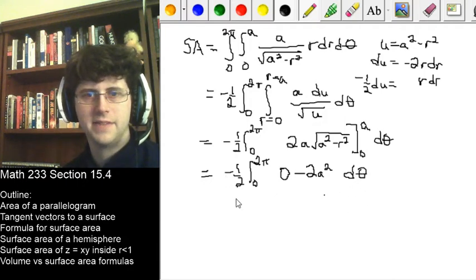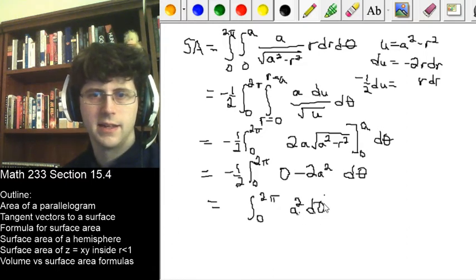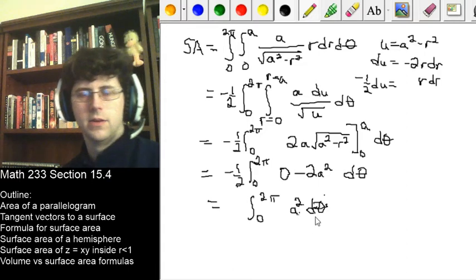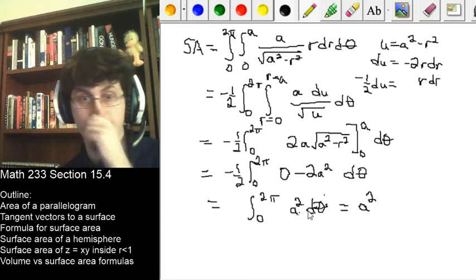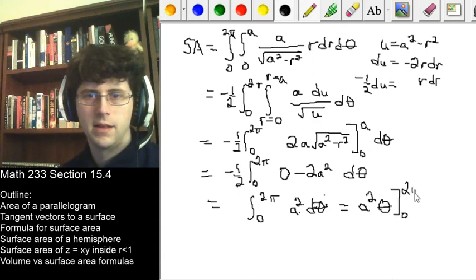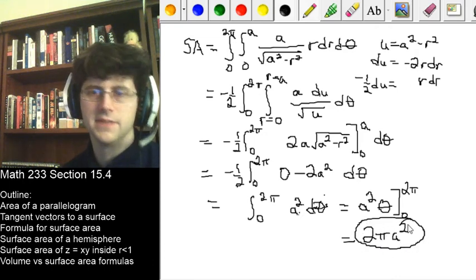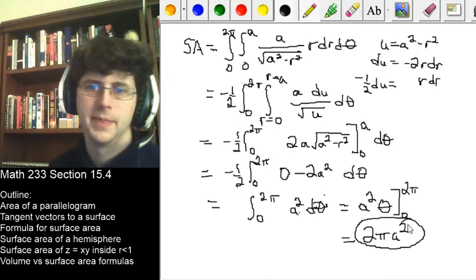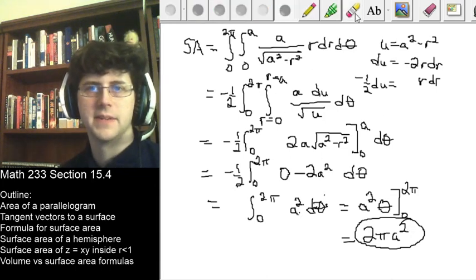So the minus a half and the minus 2 cancel, and you just get the integral from 0 to 2 pi of a squared d theta. Careful about the integral of a squared. It's not a cubed over 3, it's a squared theta. So the final answer is 2 pi a squared, which is right, because the surface area of a sphere is 4 pi a squared, and this is just half the sphere. So we did it. We got the surface area of a hemisphere.